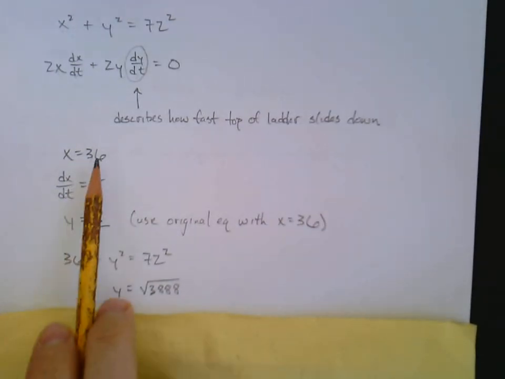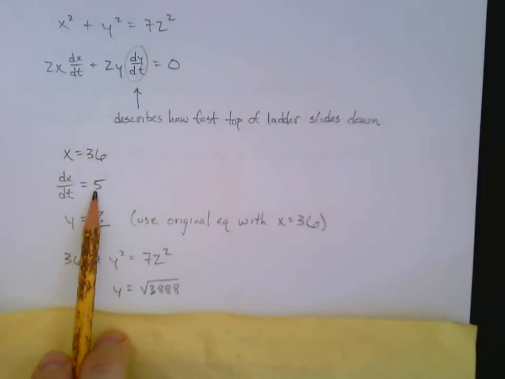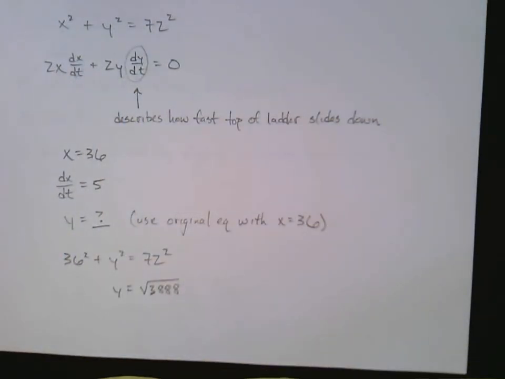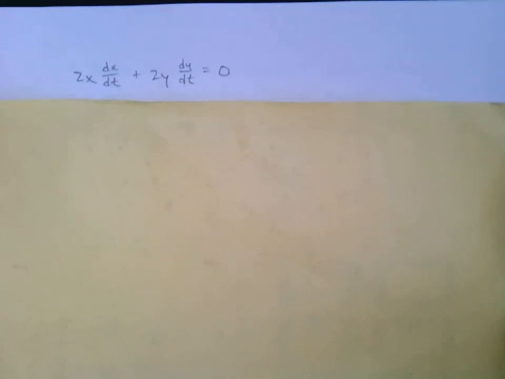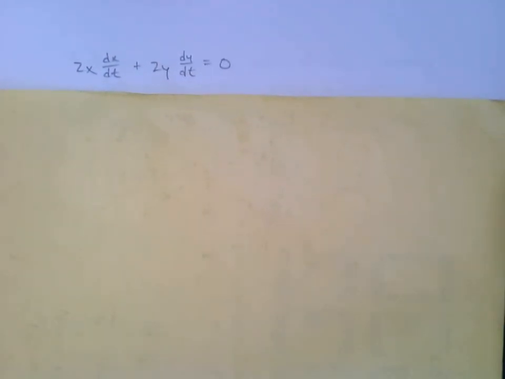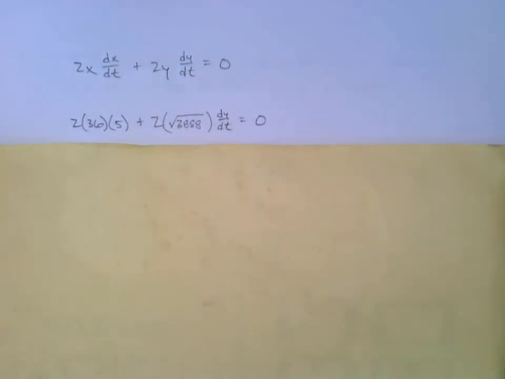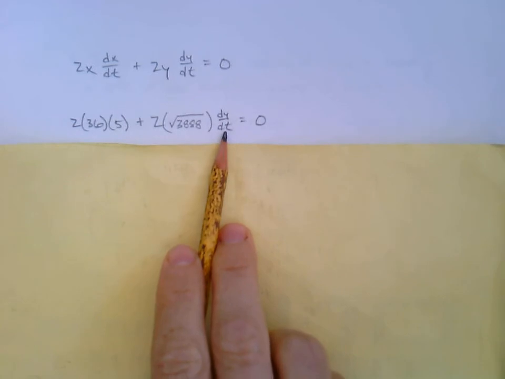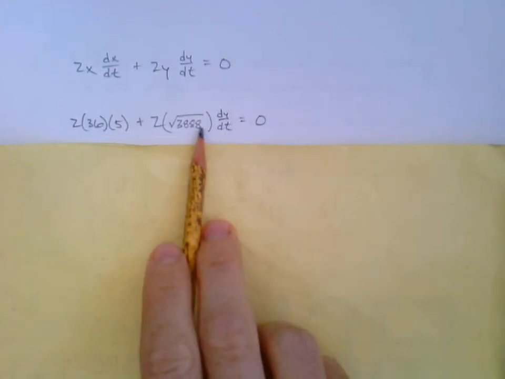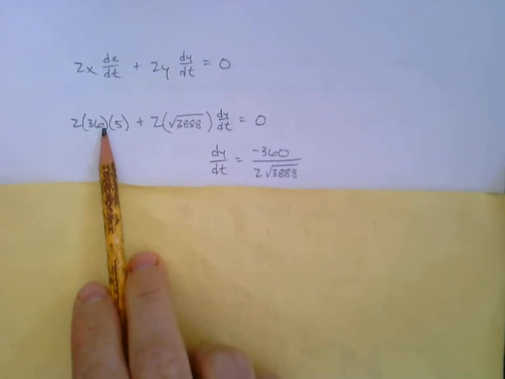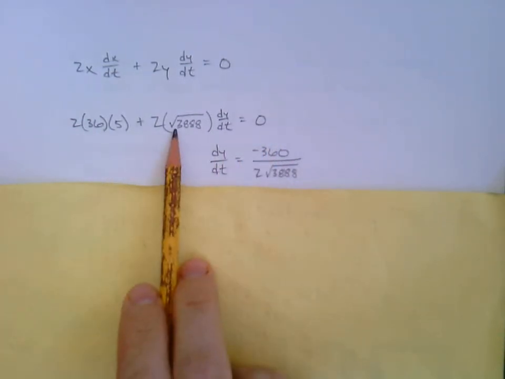And now what we're going to do, we're going to plug these in. 36 for x, 5 for dx over dt, square root 3,888 for y, all into that equation. And I've got that on the next page. I actually copied my related rates equation, and then now I'm plugging those numbers in. X, dx over dt, y. And all I got to do is subtract that, divide by that. And let's see, this works out to be 360. So subtracting and then dividing here.